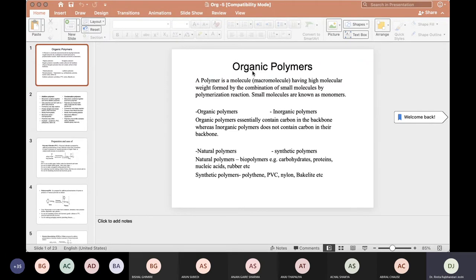What is a polymer? A polymer is a huge molecule, a giant molecule, a macromolecule that has a high molecular weight, formed by covalent bonds through a polymerization reaction. So how do we define a polymer? A polymer is a molecule having high molecular weight.